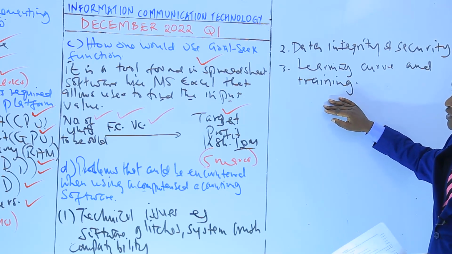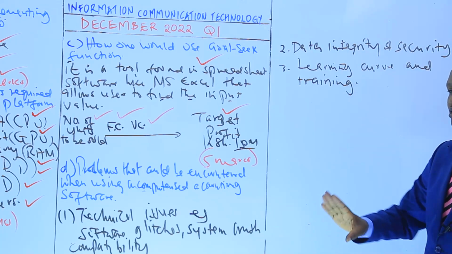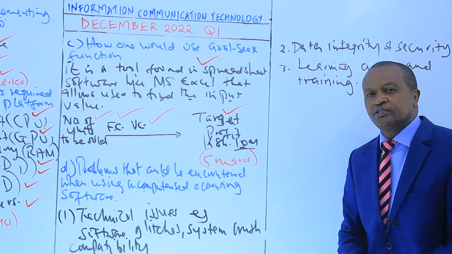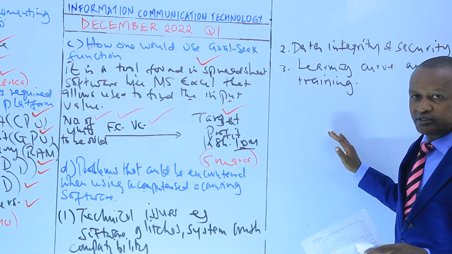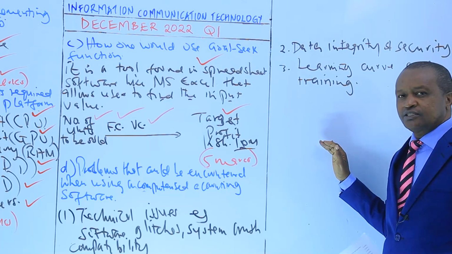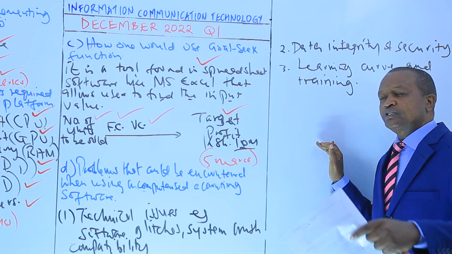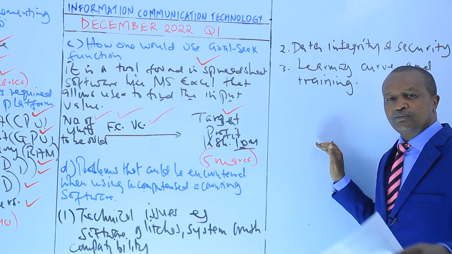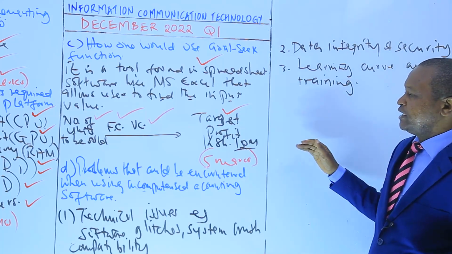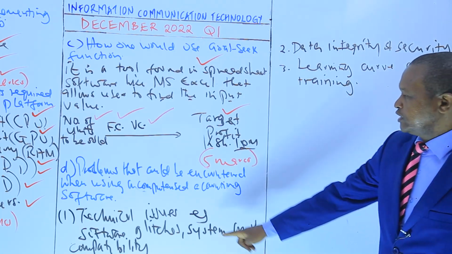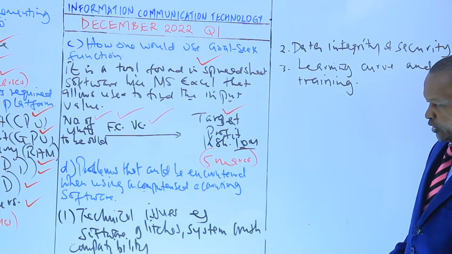So candidates, these are some of the problems. They are not the only problems. There are many problems, but all in all, it is important for organizations to be aware of these potential problems and take appropriate measures such as regular software updates, data backup procedures, training programs, in order to address and mitigate any issues that may arise when using a computerized accounting software.